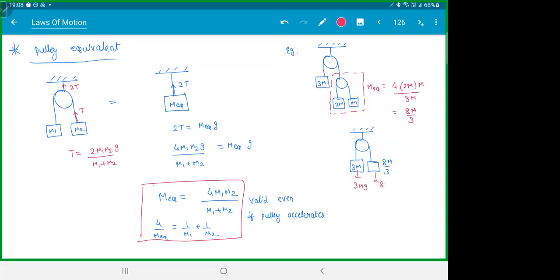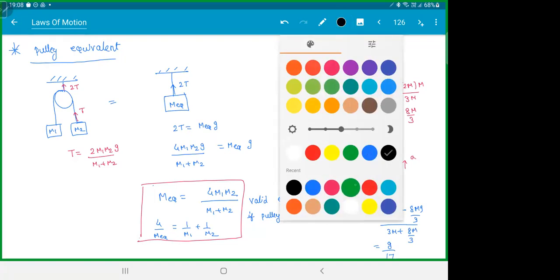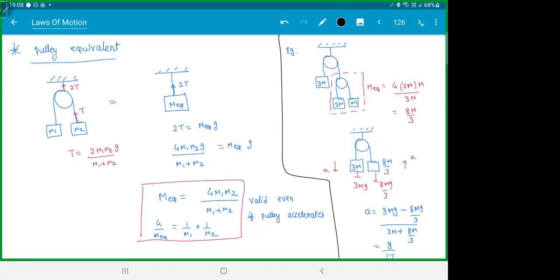3mg, 8mg by 3. Acceleration, net force method. Acceleration is equal to 3mg minus 8mg by 3 by total mass 3m plus 8m by 3. Solve this, you'll get G by 17. Check it out. The problem which we did just now, if you use this pulley equivalent, you get the answer pretty fast. You can avoid all those steps.